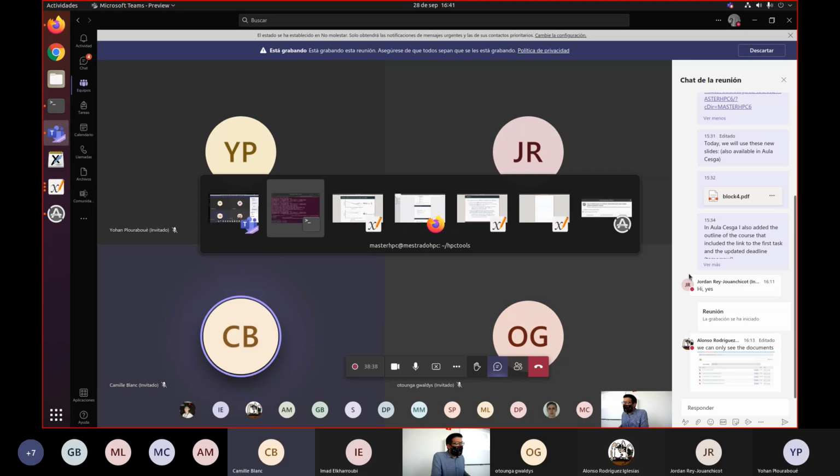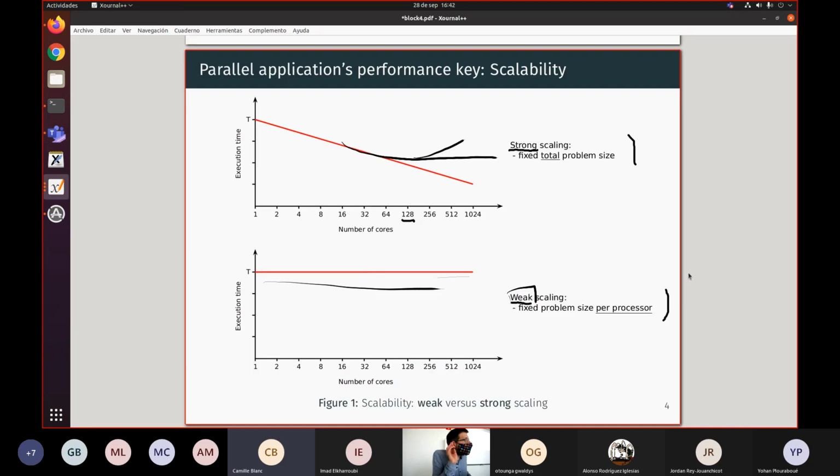I didn't understand the weak scalability. Can you explain please? Yeah, of course. In strong scalability, we're increasing the number of threads, the number of processors we're using. So imagine we are multiplying matrices like this. This is the size of my matrices.